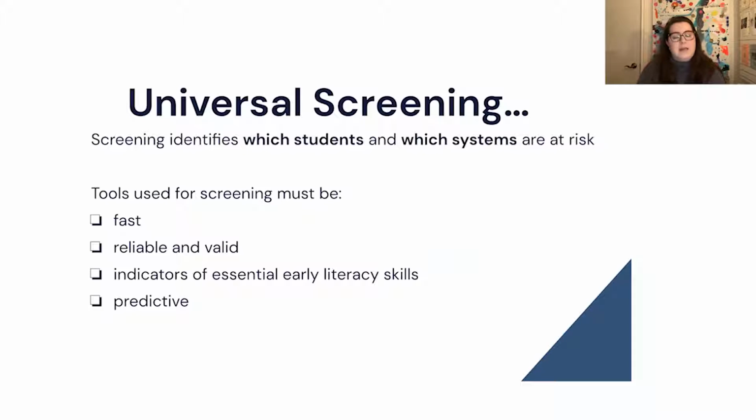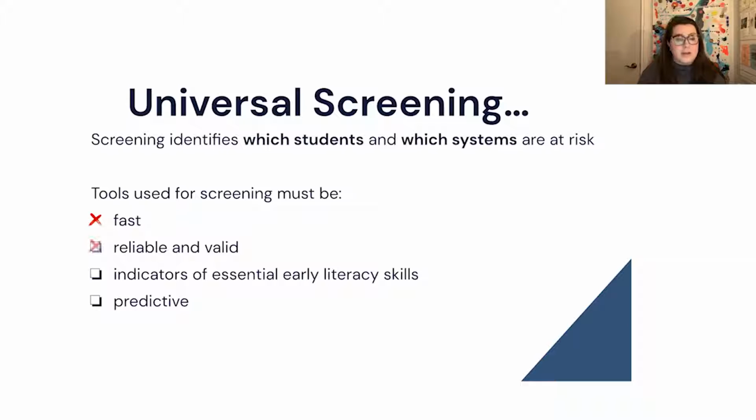So if we go back to that idea of universal screening, we have those look-fors in terms of what we're looking for when we're selecting a screener. We know we need it to be fast, reliable, and valid indicators of those key skills that we know are important and predictive. Are running records fast? Well, I would say no, especially based on that idea that often we have to test up or down to find that reading level, and it can take a considerable amount of time depending on the child's needs.